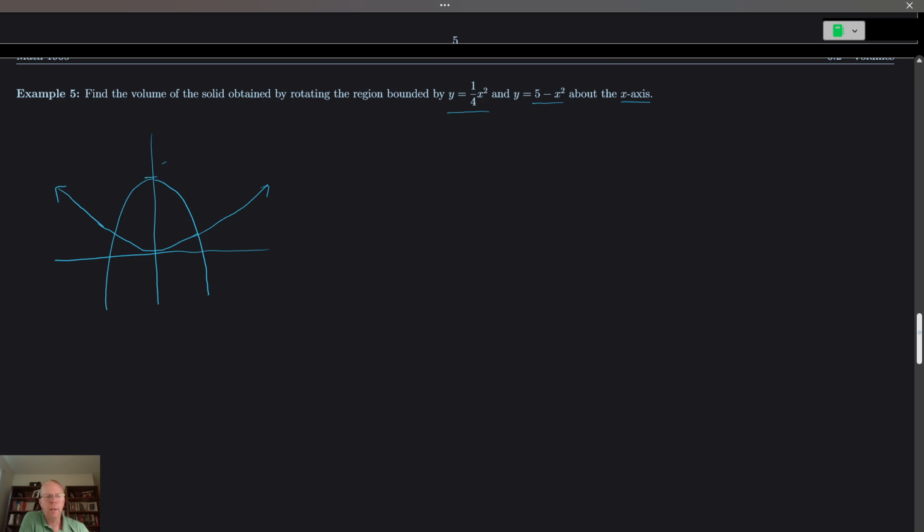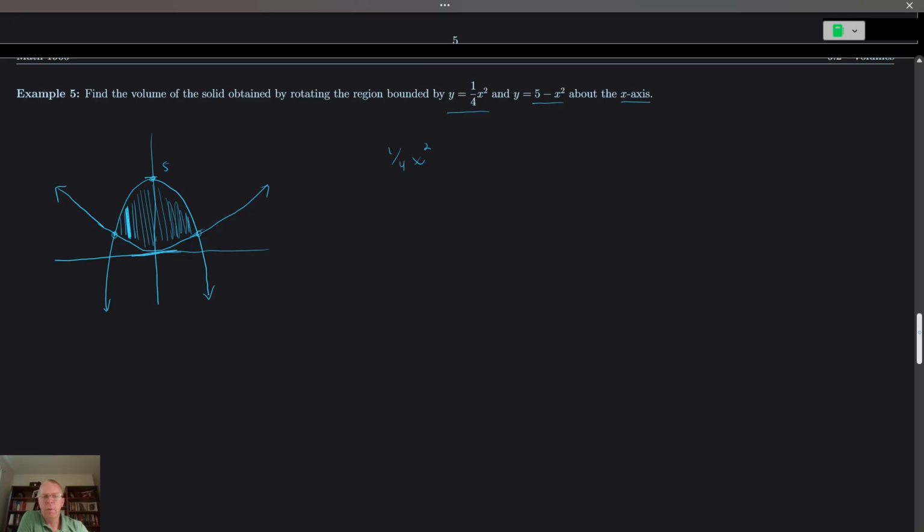So again, it's a good idea to brush up on your graphing. You don't have to be super exact, but you do need to know that this comes up to 5. You need to know the basics and be able to sketch a decent estimation of the graph. All right, so now we need to figure out where these two intersect. So here is our shaded region, and we are going around the x-axis, so we have the cross sections going like this.